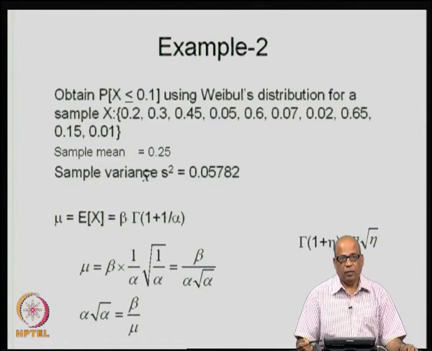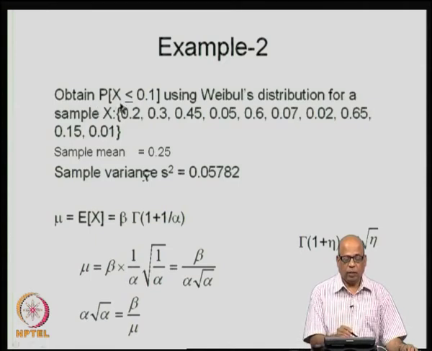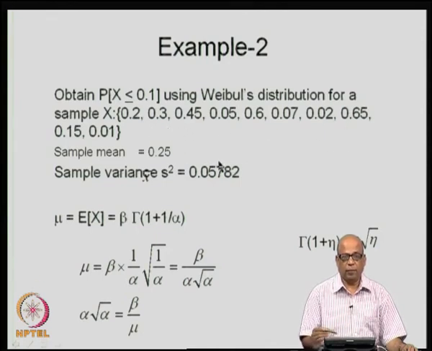Remember, when we are talking about the extreme distributions for the minimum values, we call it a Weibull distribution. So, with the Weibull distribution we are always talking about the lower extreme. So, we will obtain the probability of x being less than or equal to 0.1 using the Weibull distribution for a sample x as given here.